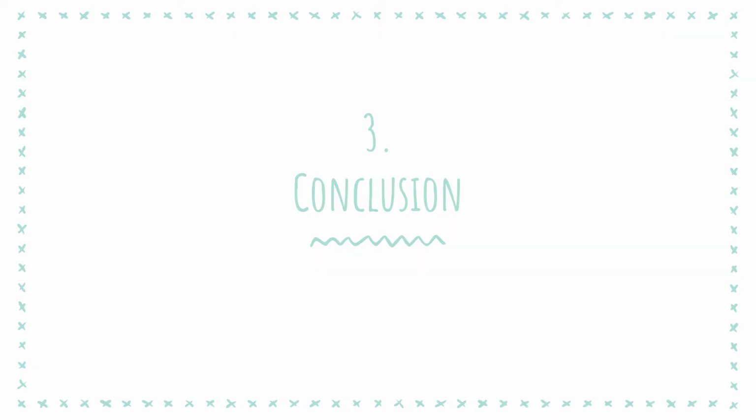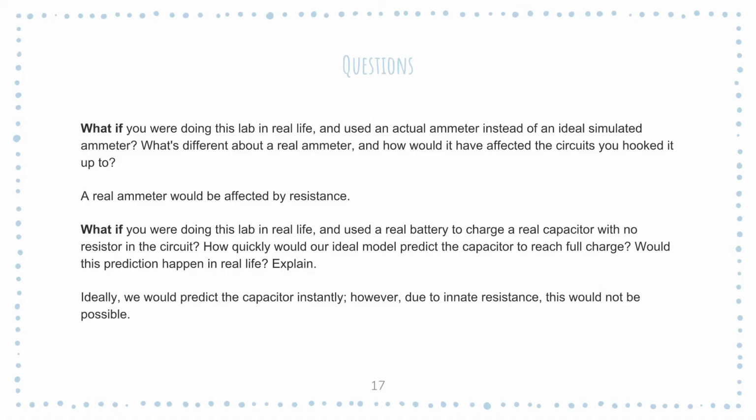Finally, I'll conclude my presentation by answering a couple of questions. 1. If we were doing this lab in real life and using an actual ammeter, then that ammeter would be affected by resistance, which would change the circuits that we hooked it up to. Number 2, if we were doing this lab in real life and used a real battery, then that battery would also have an initial innate resistance that would affect the capacitor.